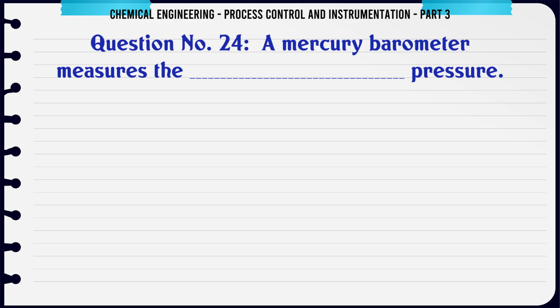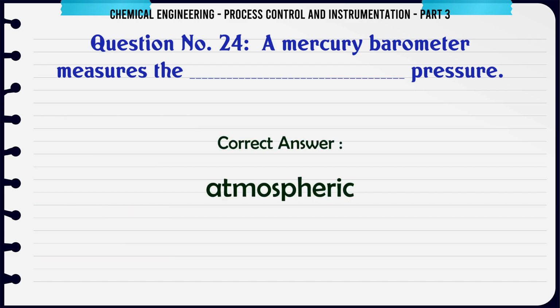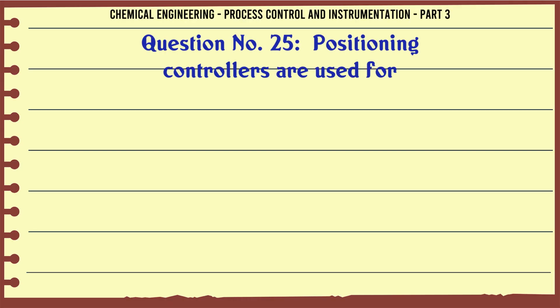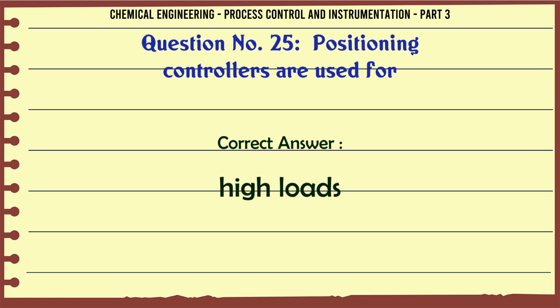A mercury barometer measures the pressure. A atmospheric, B gauge, C vacuum, D absolute. The correct answer is atmospheric. Positioning controllers are used for A low loads, B temperature changes, C high loads, D flow rate changes. The correct answer is high loads.